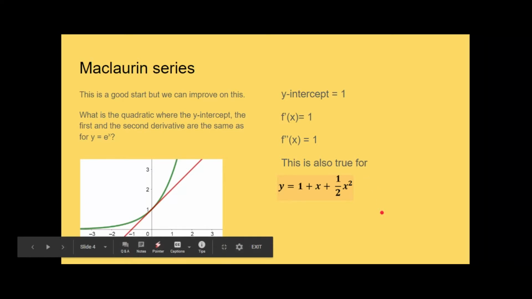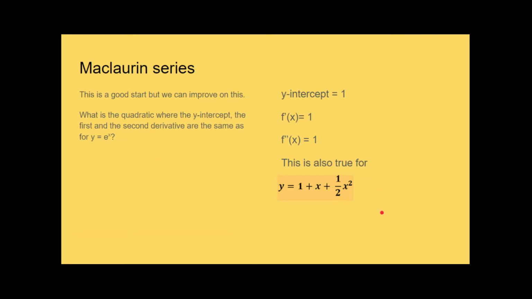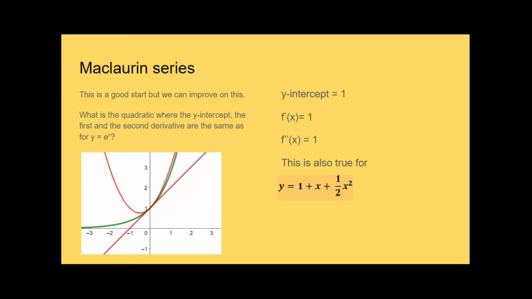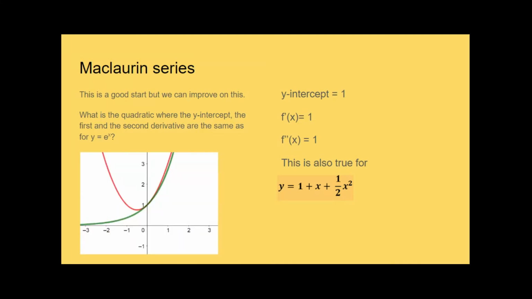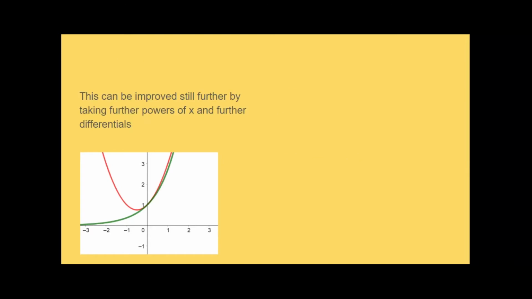So let's have a look at that function. And there we are, the red quadratic. It's a lot closer to the green curve, isn't it, compared to that straight line. Let's lose the red straight line. And especially for positive x values, that's looking not a bad fit for our function. However, we can do better. We can improve it by taking further powers of x and further differentials.